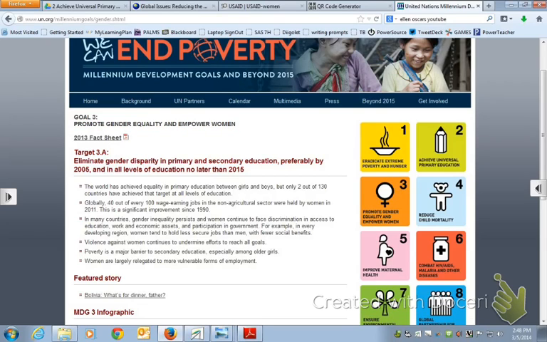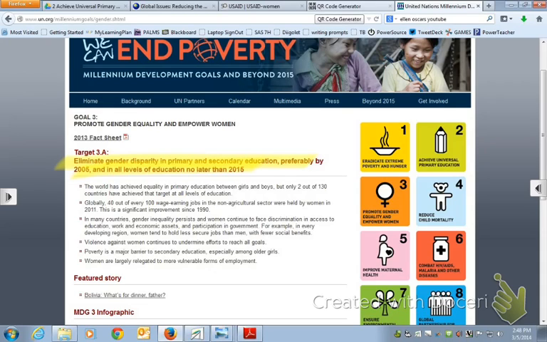So I love that. But when you look at the target, let me pull my highlighter up for us, it says to eliminate gender disparity in primary and secondary education, preferably by 2005 and in all levels of education no later than 2015. That's noble, but I feel like we talked about that plenty with MDG number 2.